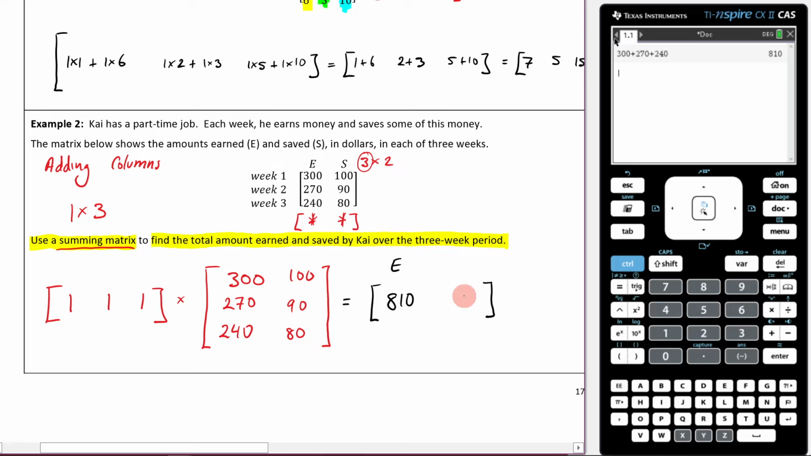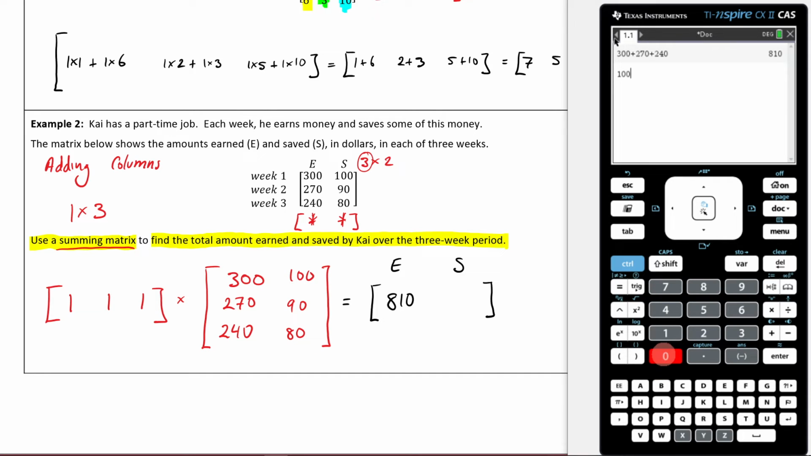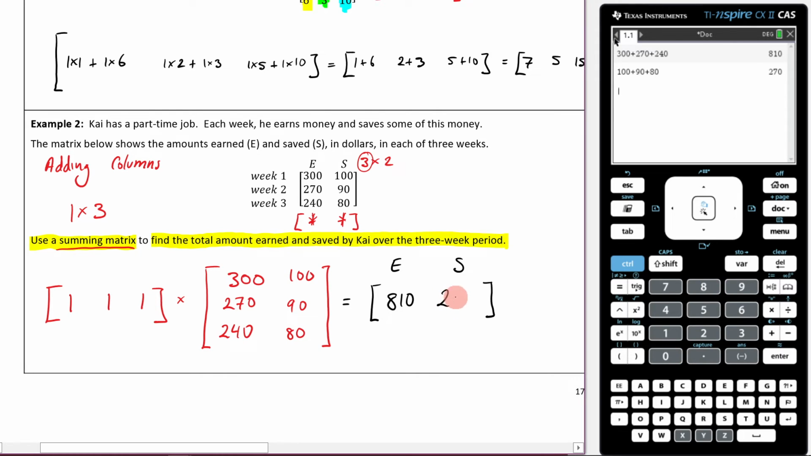And then, to figure out our savings, according to matrix multiplication, you now multiply this row by this column. So 1 times 100 plus 1 times 90 plus 1 times 80. So we're going 100 plus 90 plus 80 is equal to 270. So this will be 270 there. So that means he earned 810 and saved 270.